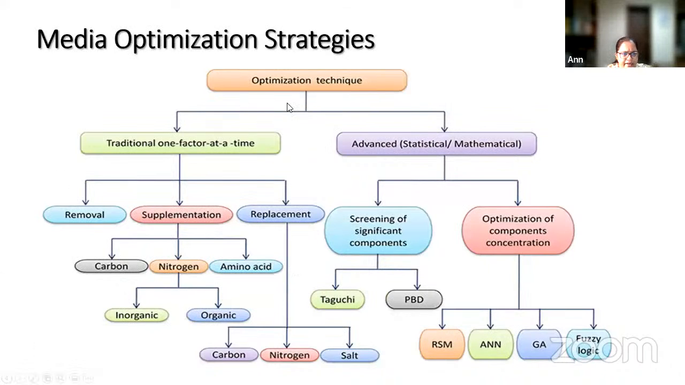So the optimization technique basically has the traditional one factor at a time, or it can involve statistical and mathematical approaches. In one factor at a time, you have removal, supplementation, and replacement as the core aspects, and you take into consideration your different amino acids and keep replacing them. This is a traditional way of doing it. However, in advanced methodologies, you use statistical and mathematical tools, wherein screening of significant components is done by the Taguchi or the PBD method, whereas you also have RSM and artificial neural networks, genetic algorithms, fuzzy logic. All these are also used for optimization.